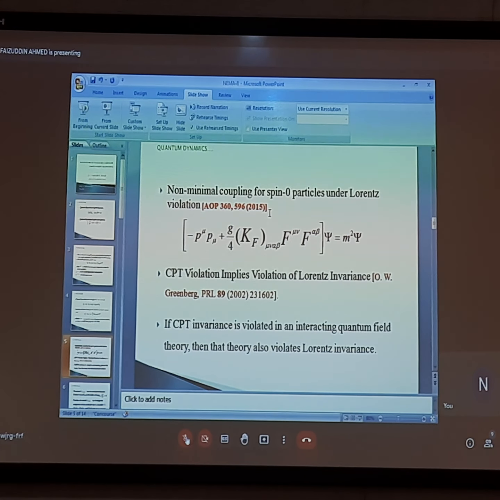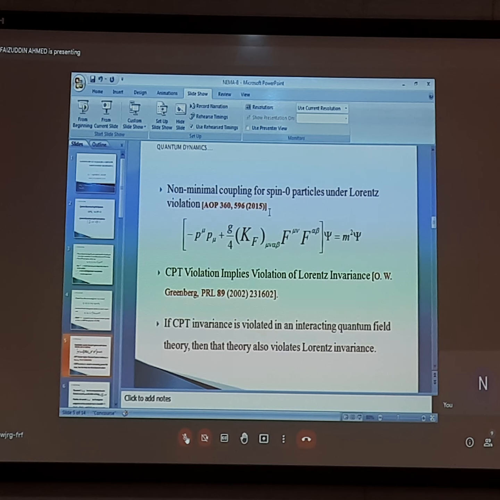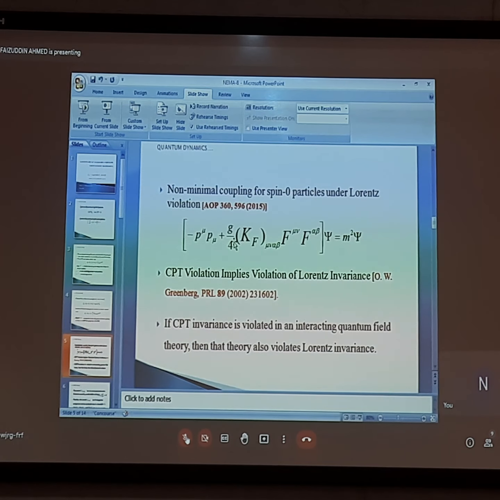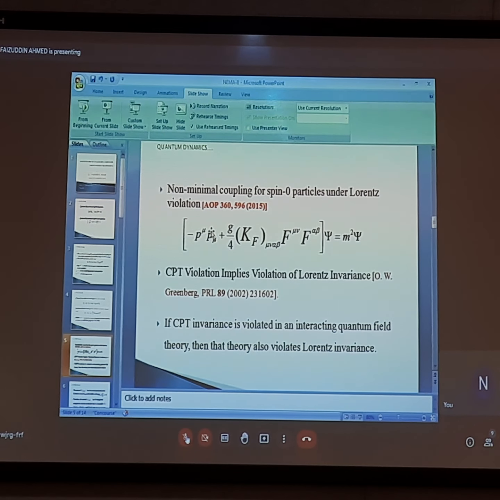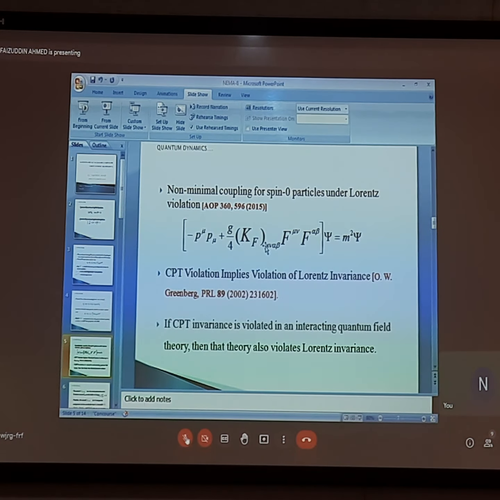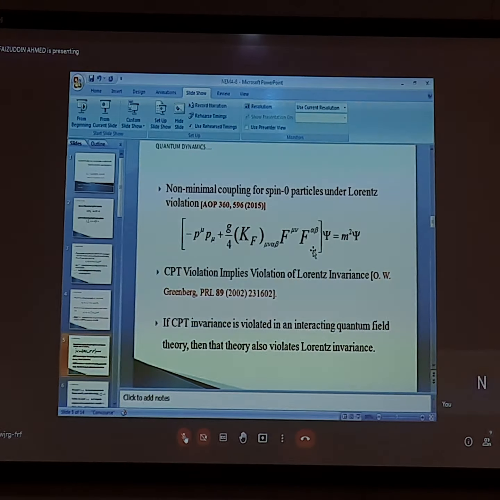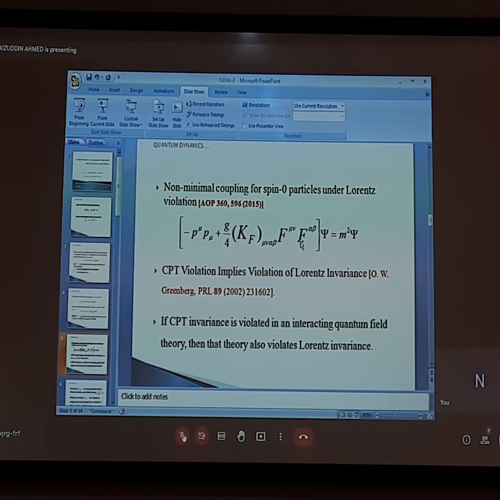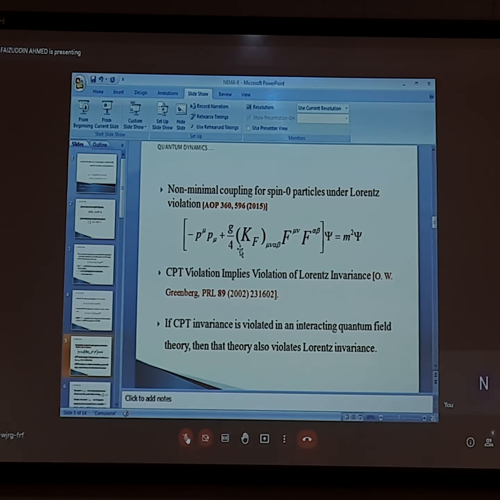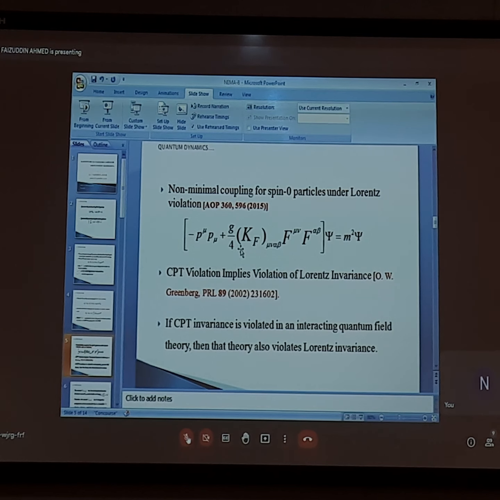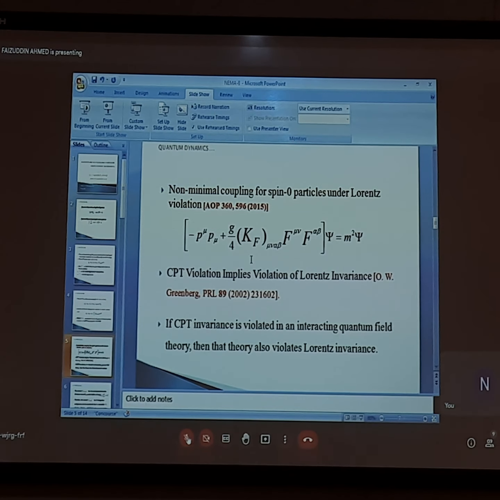But for the spin zero case, if you want to study Lorentz violation for spin zero particles, then this is the modification of the Klein-Gordon equation that was first given in 2015. This is the theoretical model, where they have considered this K_F here, and F_mu nu, we know, is the electromagnetic field tensor. Therefore, this kind of minimal substitution is for the spin zero particle, and the previous two are for the fermion sector, or spin half particles.